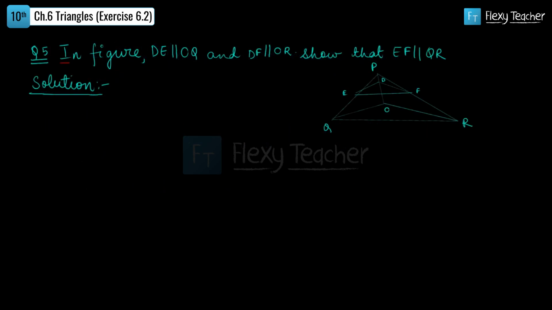Question number 5. In the figure, DE is parallel to OQ and DF is parallel to OR. We have to show that EF is parallel to QR. Okay. Now let us write given. Given हमें क्या दिया हुआ है? ट्राइंगल PQR. ट्राइंगल PQR दिया हुआ है हमको एक. सेकेंडली हमको ये बताया गया है DE is parallel to OQ. Okay, so DE is parallel to OQ.